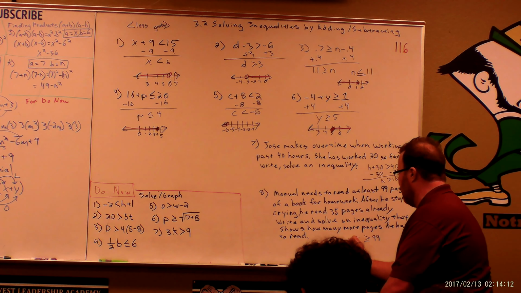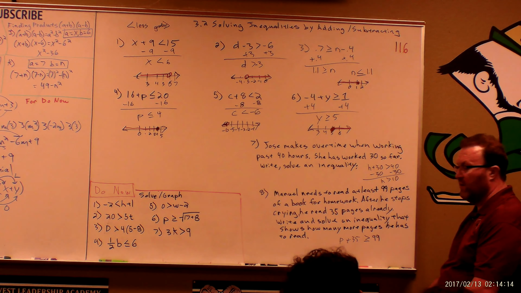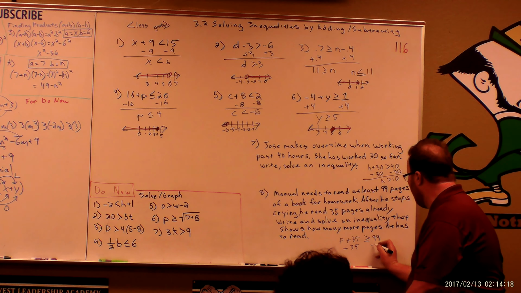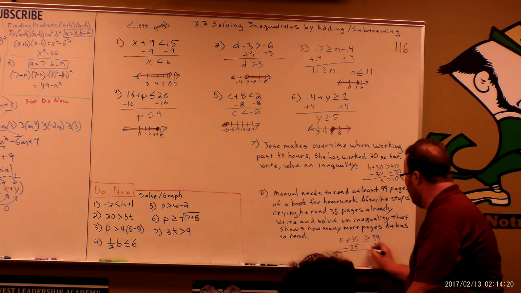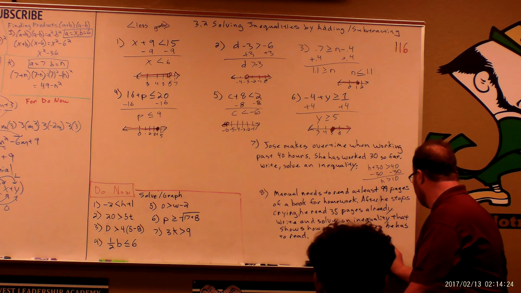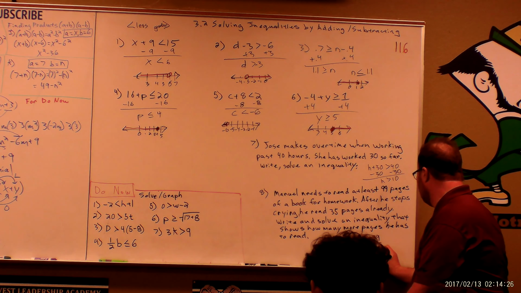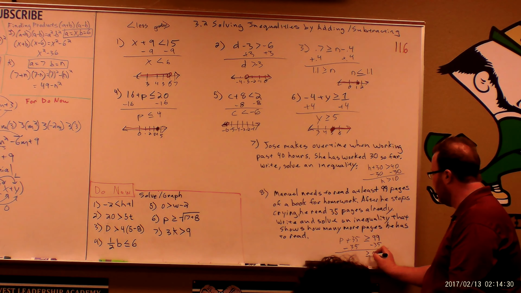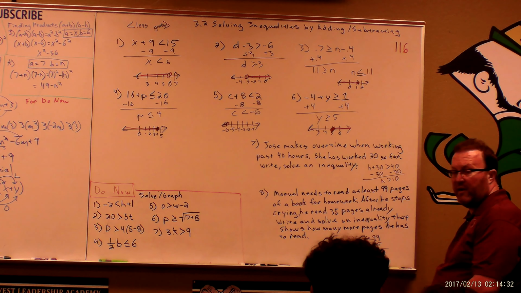We can just call it P for pages. So we're going to subtract it from both sides, and that's going to tell us how many pages at minimum that they have to solve. Actually, just doing it in my head, 64? Yeah. So they still have 64 pages to read after reading the 35.